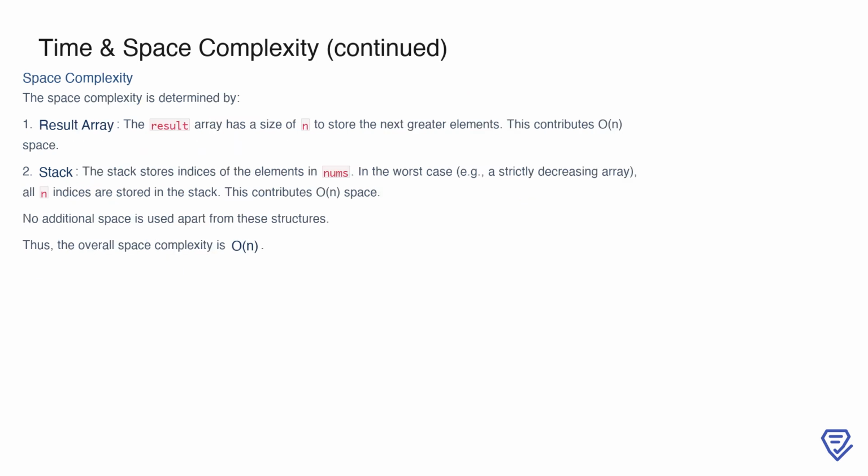Now, let's examine the space complexity. The algorithm uses two main data structures. First, the result array, which stores the next greater element for each index. Since it has the same size as the input array nums, it requires O(n) space. Second, there's the stack, which stores the indices of the elements in nums. In the worst case, such as when the array is strictly decreasing, all n indices may end up in the stack at once. This also contributes O(n) space. Apart from these, no additional space is used. Combining both, the overall space complexity of the algorithm is O(n).